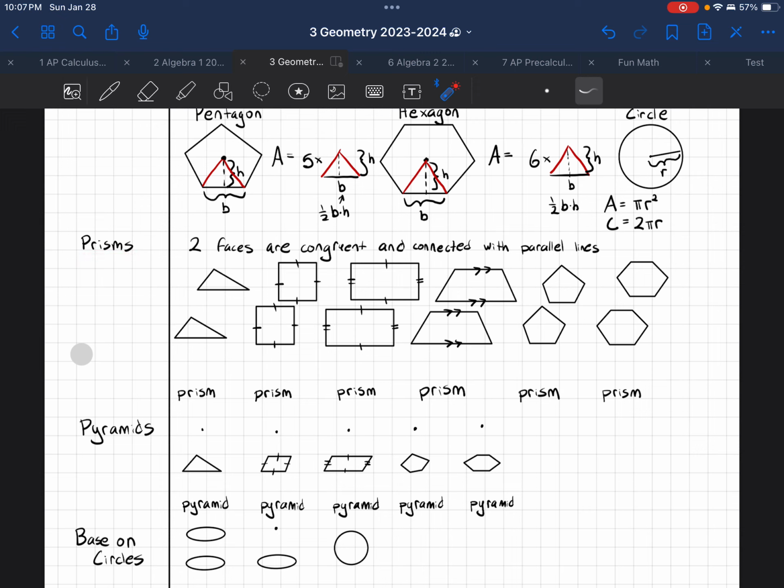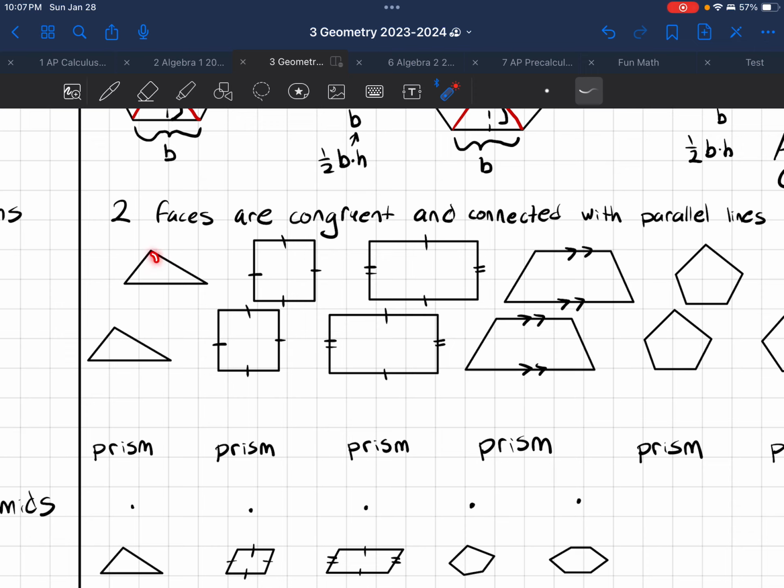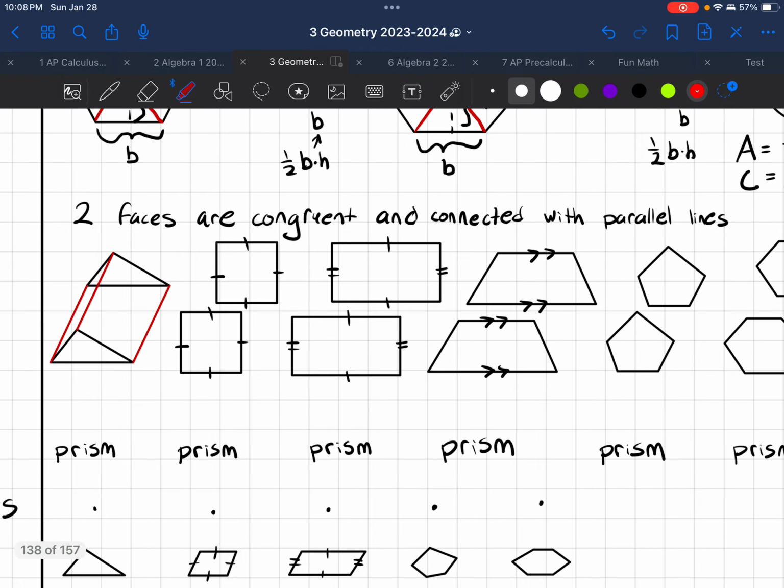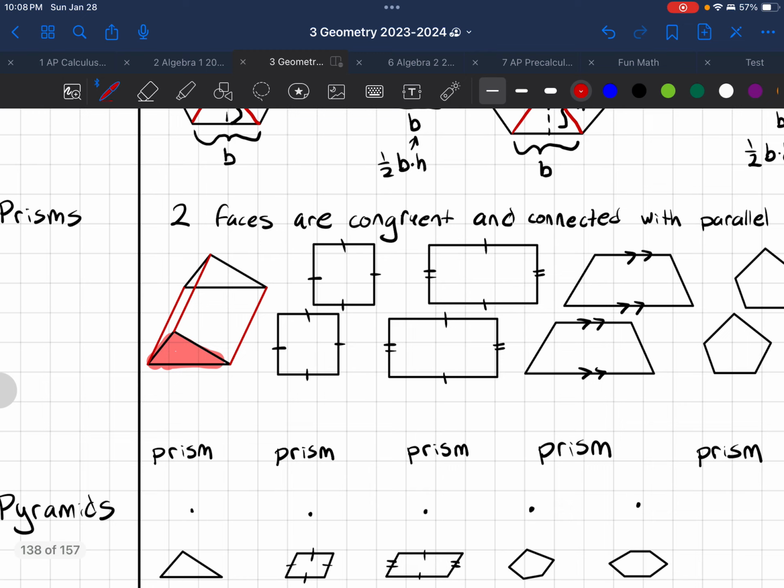So prisms, we have two faces that are congruent, the two faces that are the same, and we connect them with parallel lines. So I copied this shape, and I'm just going to connect it with parallel lines. You can see that this line goes to this line, and this line goes to this line, and you can see that I have a prism. I can maybe shade in the base so you can see it a little bit better. But this base right here was a triangle. Then you call this a triangular prism.